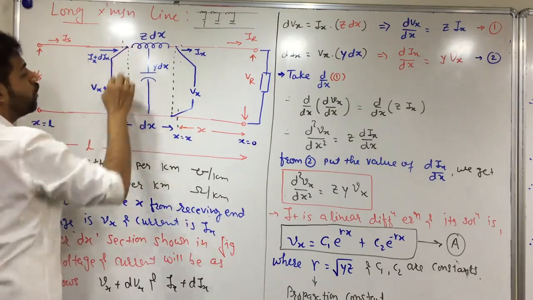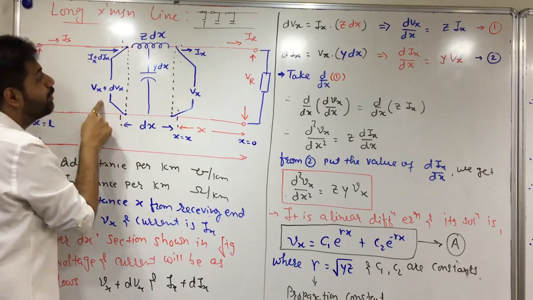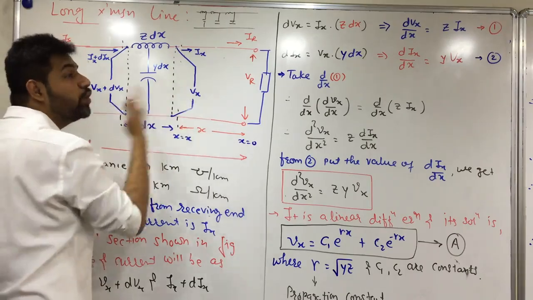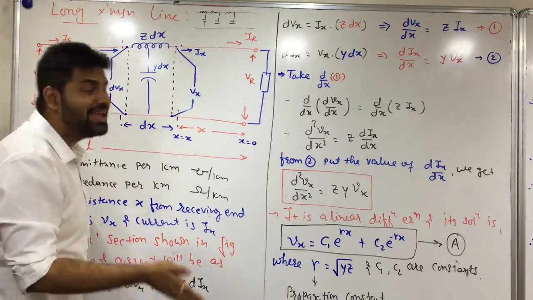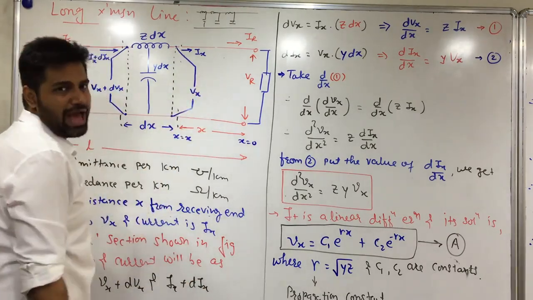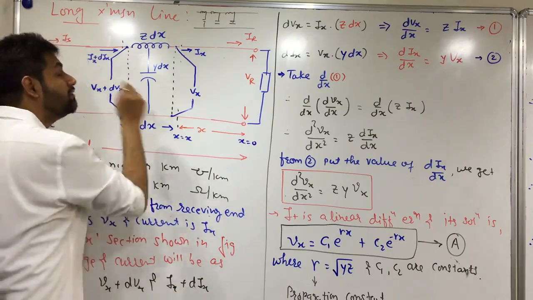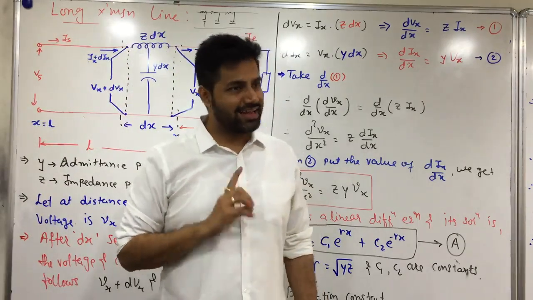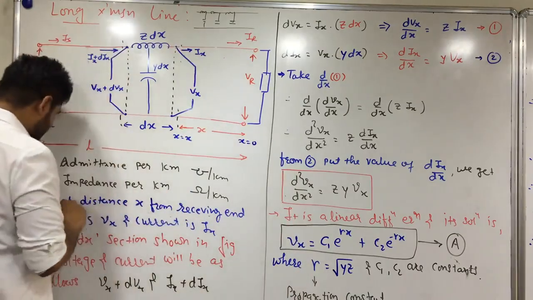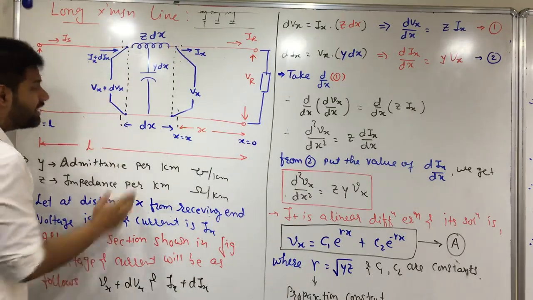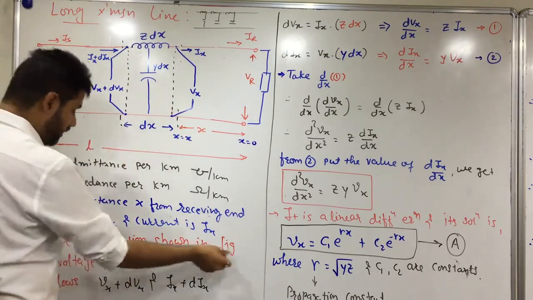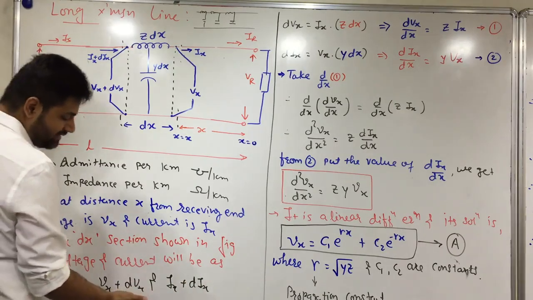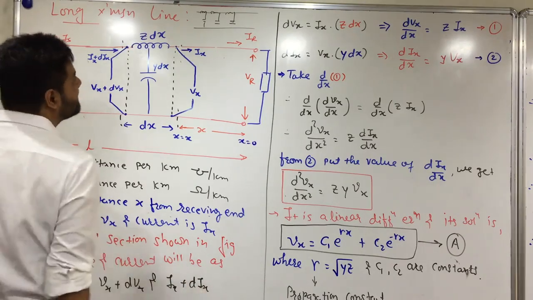Here, whatever the voltage is, it should be higher, because this much will drop and afterwards I will get the voltage Vx. And this is going to happen everywhere, every segment. That's why I'm saying that the voltage profile is altogether different throughout the transmission line. Clear? So after the dx section shown in the figure, the voltage and current will be as follows: Vx plus dVx and Ix plus dIx.